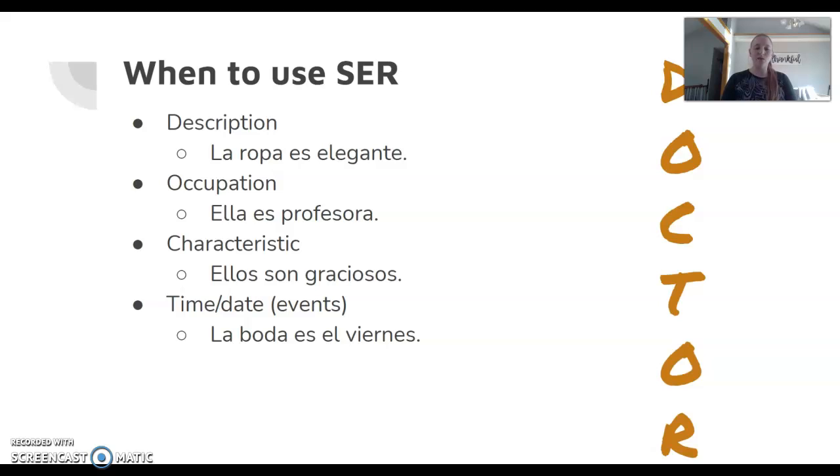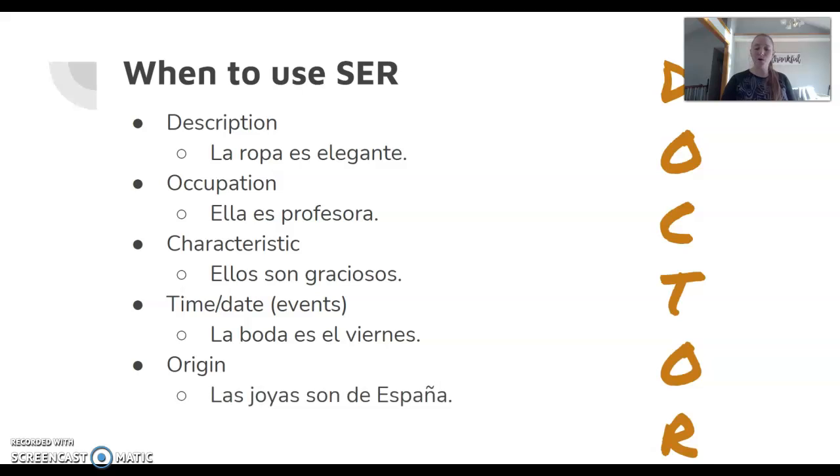So if I wanted to say the wedding is on Friday and it's in Kansas City, la boda es el viernes y es en Kansas City. So even though we're talking about a location, we're talking about the location of an event. And so that's still going to fall under ser. I know it's a little tricky because you think location and you want to go with estar, but when it's an event, it's ser.